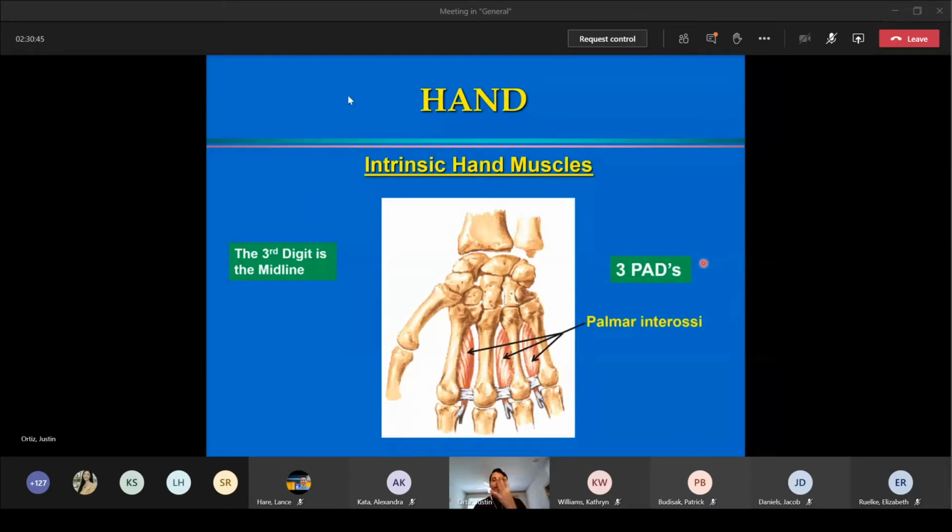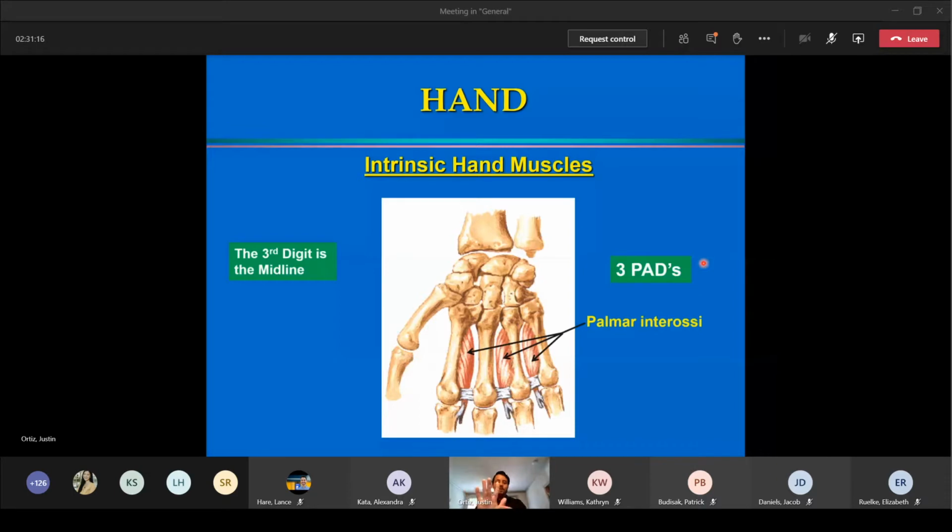So we have 3 PADs and 4 DABs. If you hold your hand out like you're looking at your nails, and try to adduct all your fingers, just try to do that a few times. If you keep adducting, you'll notice that your middle finger doesn't move anywhere, meaning that your middle finger doesn't adduct. It just stays in the same spot.